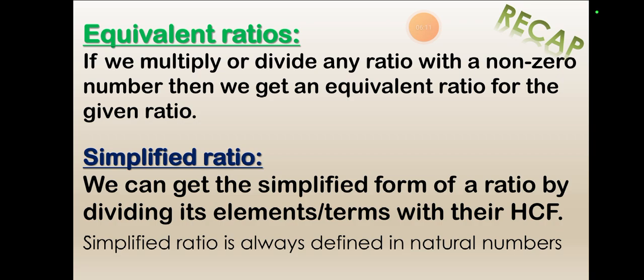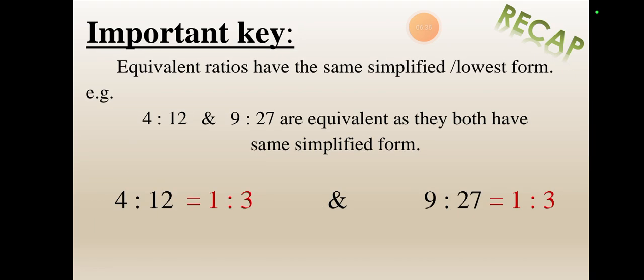Simplified ratio. We can get the simplified form of a ratio by dividing its terms by their HCF, just as with fractions. So if we divide the ratio by their HCF, we get the simplified form. Simplified ratios are always defined in natural numbers. Okay, important key.